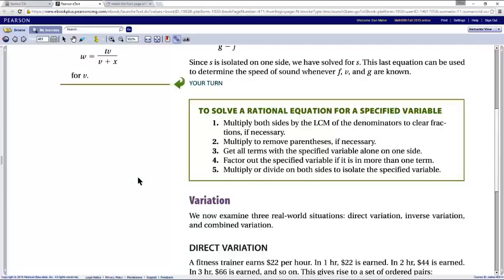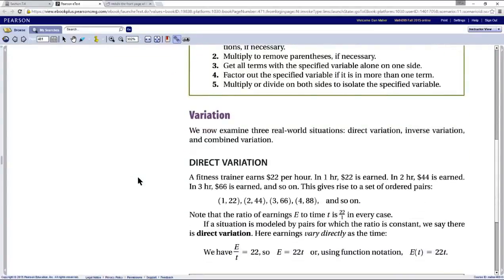Solve for that variable. Alright, now we're going to talk about variation. There's a couple different kinds of variation that we're going to talk about in this little section here too. And again, it comes back to this relationship.